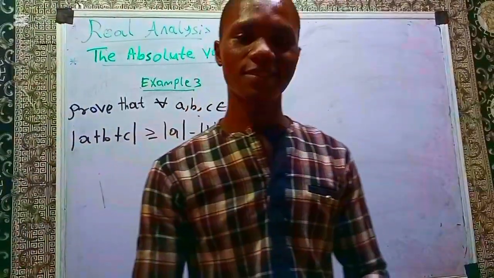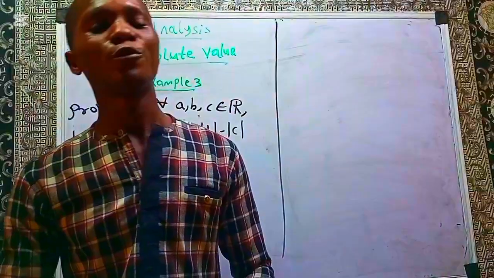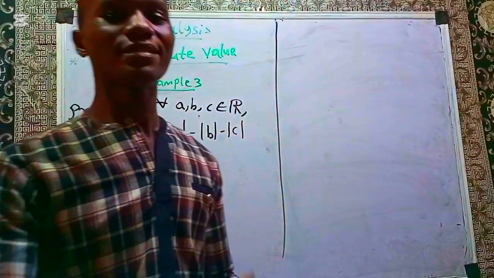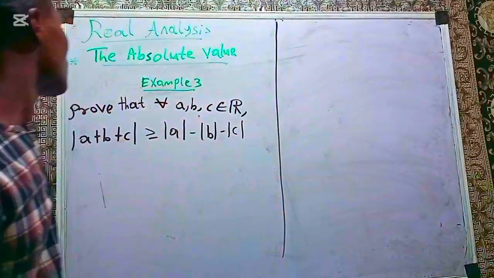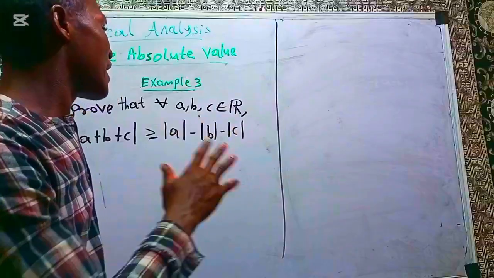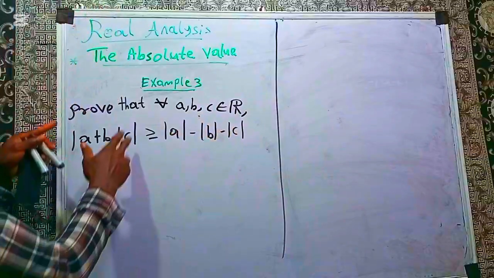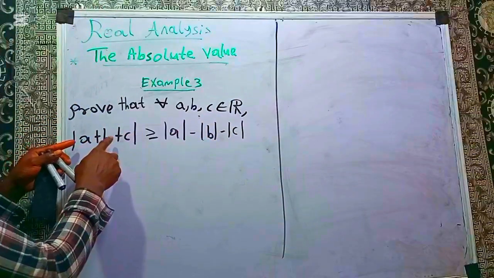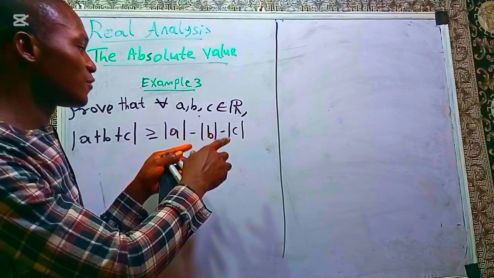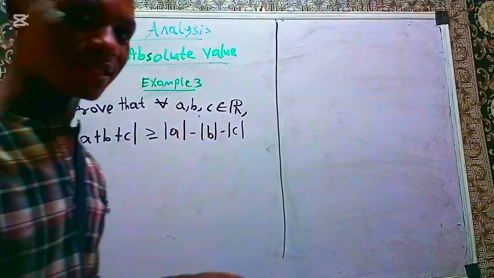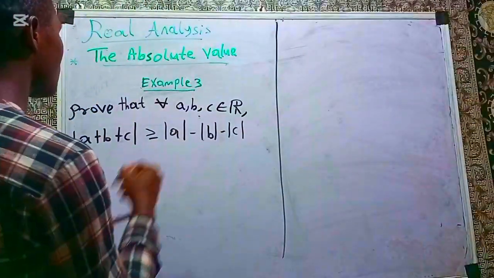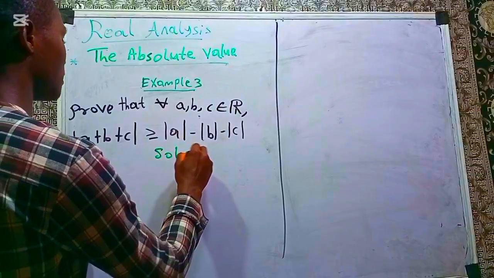This is real analysis class, and today we'll be solving example 3 under this topic, the absolute value. In this example, we want to prove that for all a, b, c elements of real numbers, absolute value of a plus b plus c will be greater than or equal to absolute value of a minus absolute value of b minus absolute value of c. This is what we want to actually prove. So let's just start the proof.